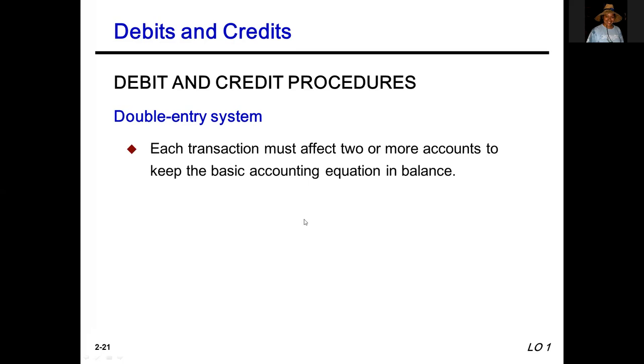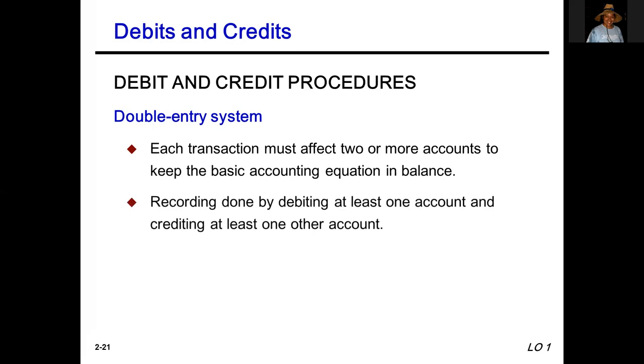So as I said, you've got to affect two or more accounts to keep the accounting equation in balance. You have to debit one account, credit another account. And always debits got to equal the credit. So if you put $100 in one account as a debit, you need to put $100 in another account as a credit. Or if you put $100 in one account as a debit and you put $50 as a credit to another account, you need to put $50 to another account as a credit to keep it in balance.